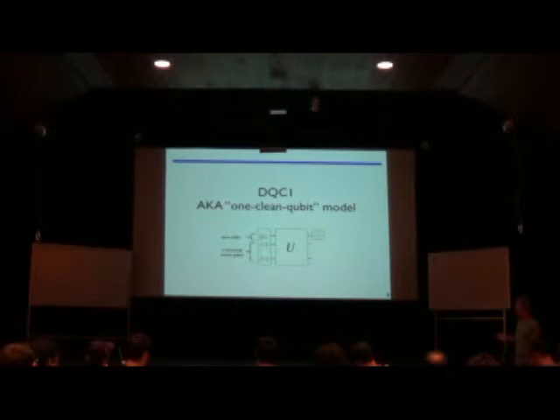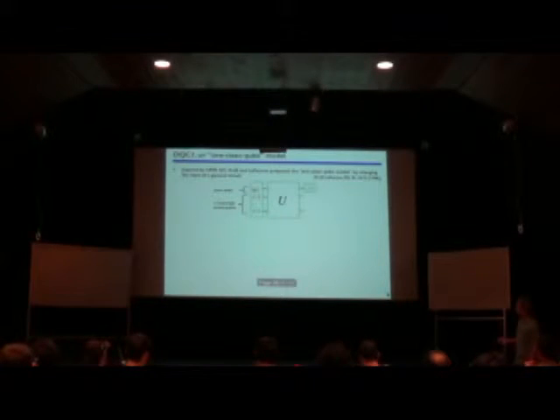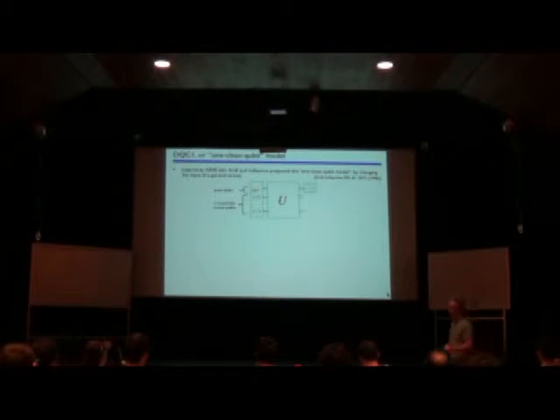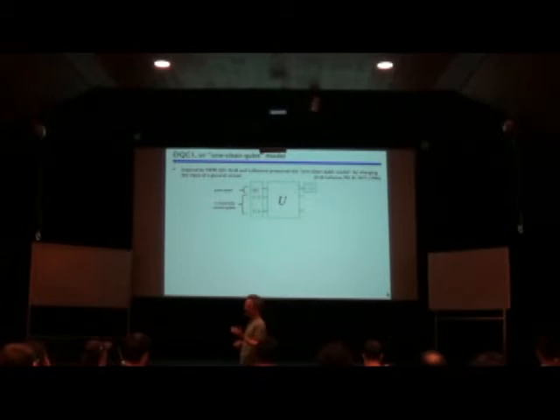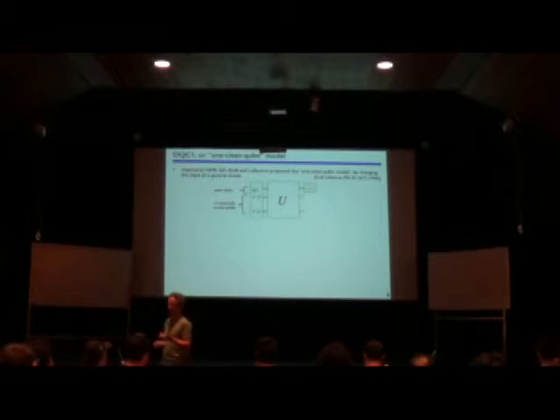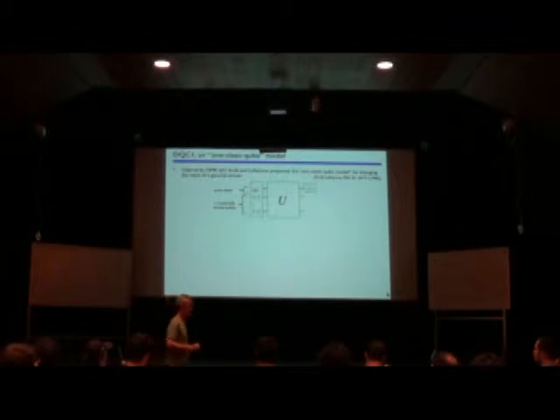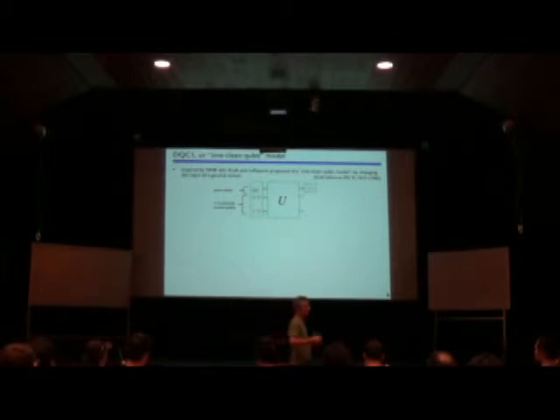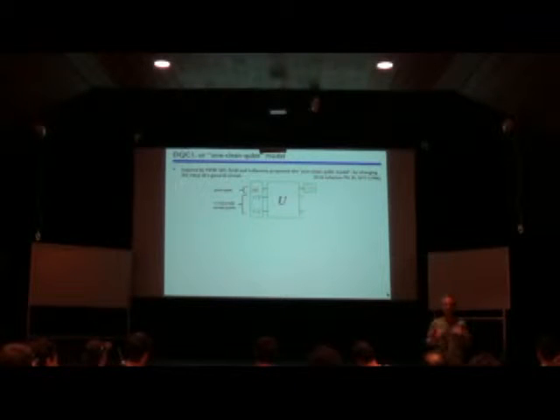So the second restricted model that I'd like to talk about is the DQC1 one. It's called one clean qubit, and we'll see why. Knill and Laflamme were interested in nuclear magnetic resonance experiments. And if you know about this kind of system, you know that the state of the nuclei in your magnetic resonance experiments is highly mixed. So they proposed this model, which is a bit simplified, but which captures the idea of what we can do if our qubits are mostly very mixed, okay?